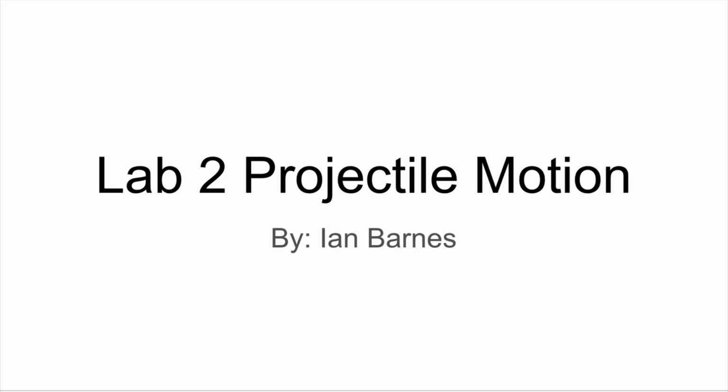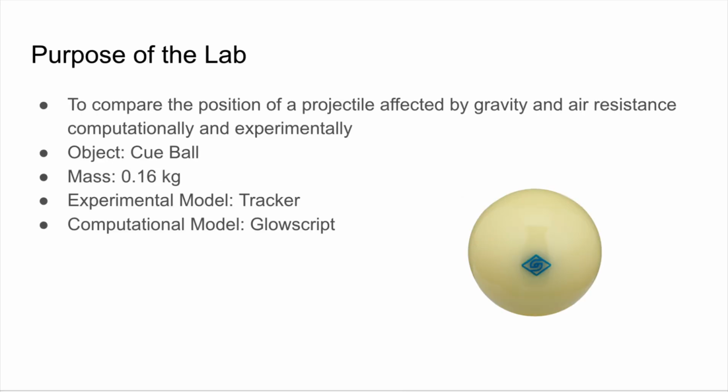This is Ian Barnes, and this is my Lab 2 projectile motion. The purpose of this lab was to compare the position of a projectile affected by gravity and air resistance computationally and experimentally. My object of choice was a cue ball, which has a mass of 0.16 kilograms. For my experimental model I used Tracker, and for my computational model I used GlowScript.